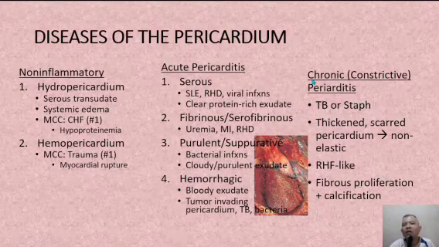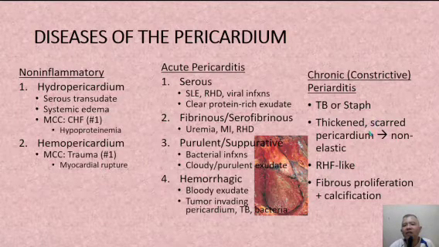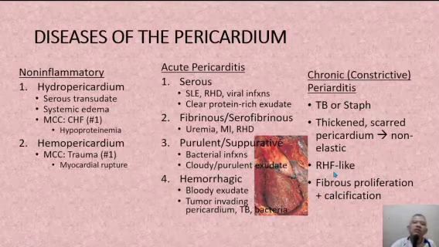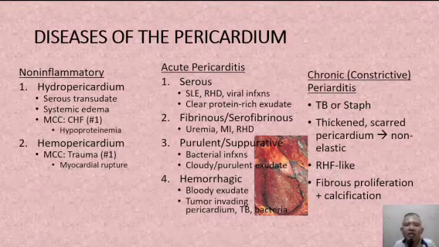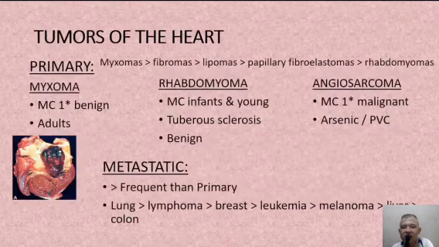For chronic pericarditis, it's either caused by TB or staph, and it presents like rheumatic heart disease. You have a thickened, scarred pericardium, fibrous proliferation, and calcification. Remember that in rheumatic heart disease, you have pancarditis, wherein there is pericarditis, myocarditis, and endocarditis.